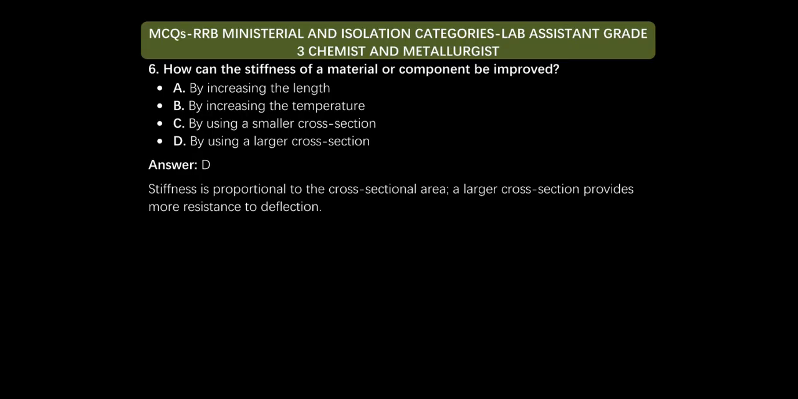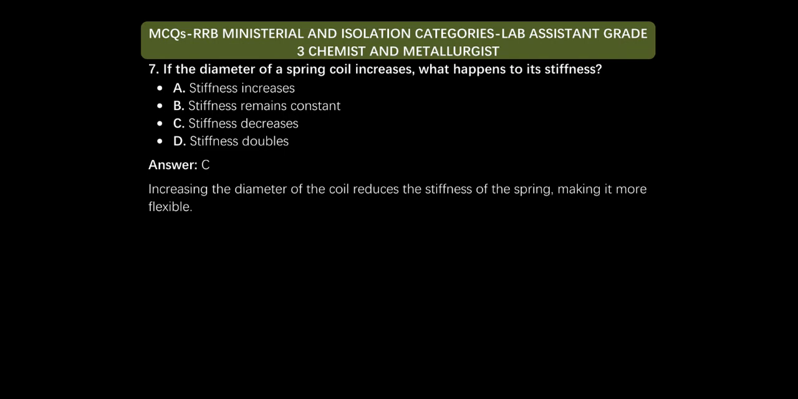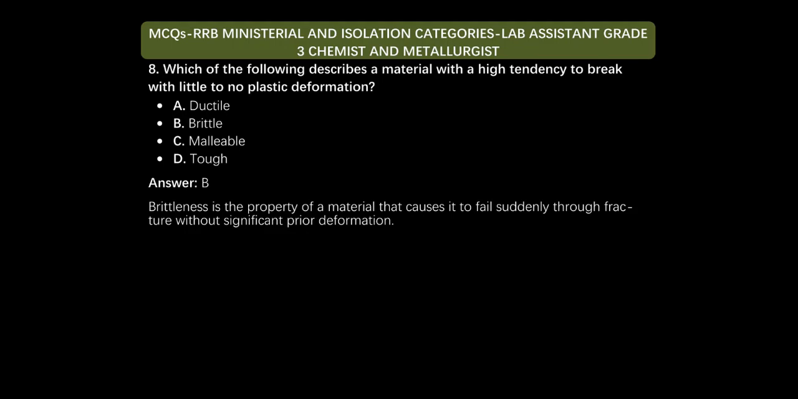Hardness. How can the stiffness of a material or component be improved? Option D. By using a large cross-section area. If the diameter of a spring coil increases, what happens to its stiffness? Option C. Stiffness decreases.